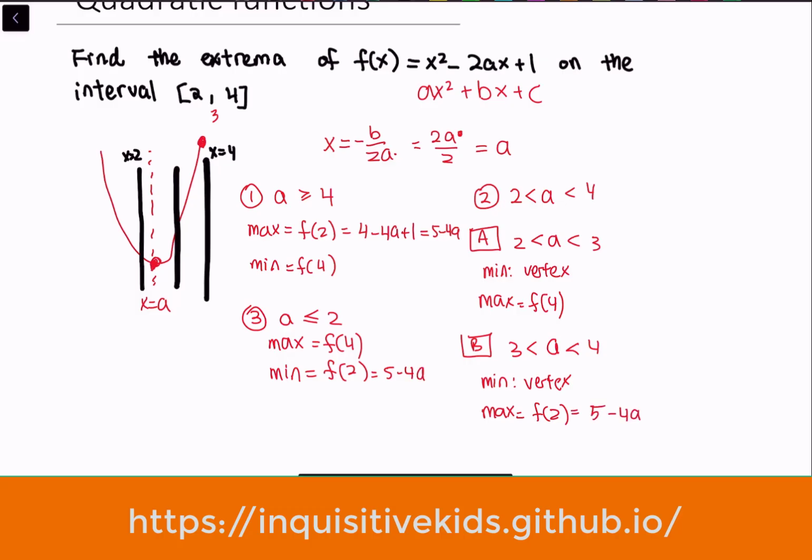And now what about f of 4? f of 4 is equal to 16 minus 8a plus 1. This is equal to 17 minus 8a. And what would the vertex be? We just substitute a into our function. That would give us a squared minus 2a squared, which is equal to negative a squared plus 1. And there we have it. We have found the extremum values, the maximum and minimum values of f of x on the interval from 2 to 4 in all of the possible cases.